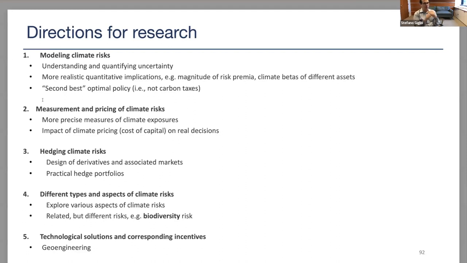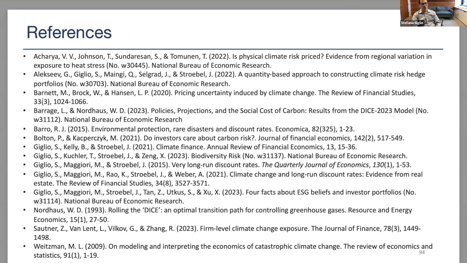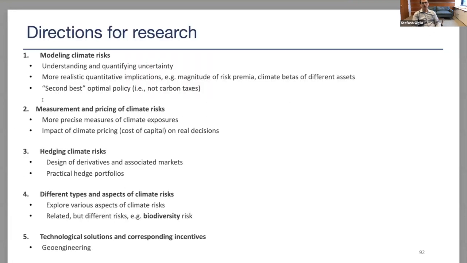I tried to give a very big picture view, really mostly to get you interested in this. I've been seeing a lot of evolutionary research over the last few years, and I'm very much looking forward to seeing your papers on this as well. I have references at the end that cover most of these papers. If you're interested, you can just send me an email. And that's it.